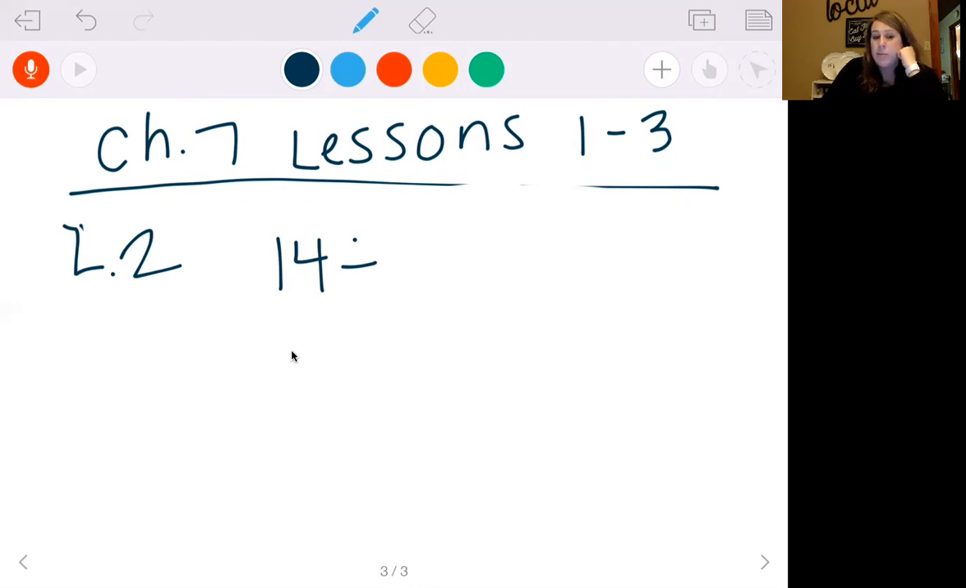I have an even number of pages in each one. So then let's count how many pages we have in each group. 1, 2, 3, 4, 5, 6, 7. There's 7 here and 7 here. You know that 7 plus 7 equals 14. So 14 divided by 2 equals 7.